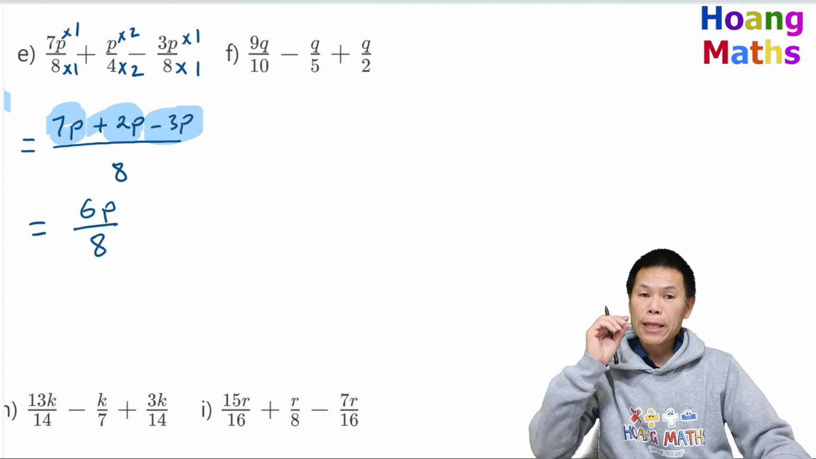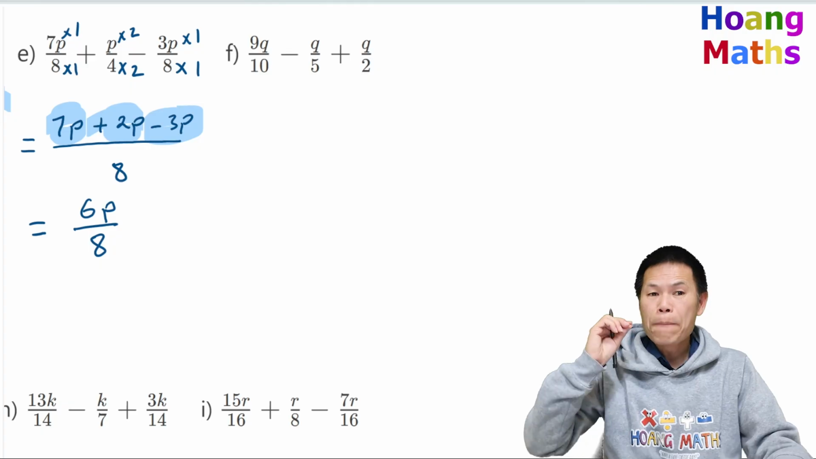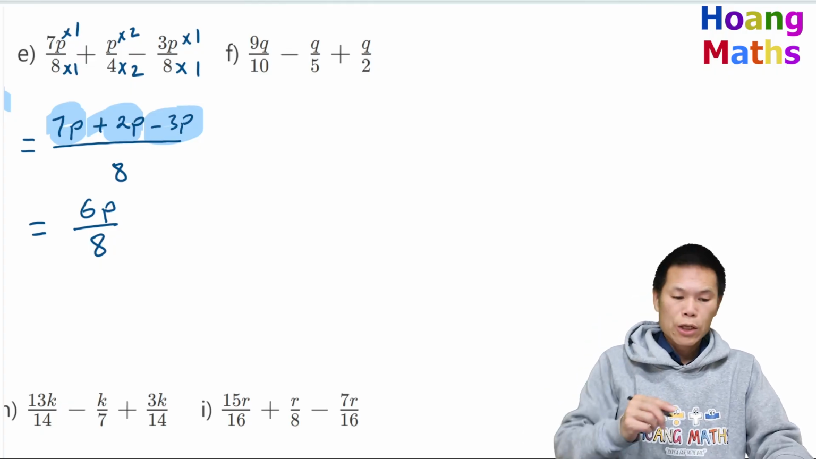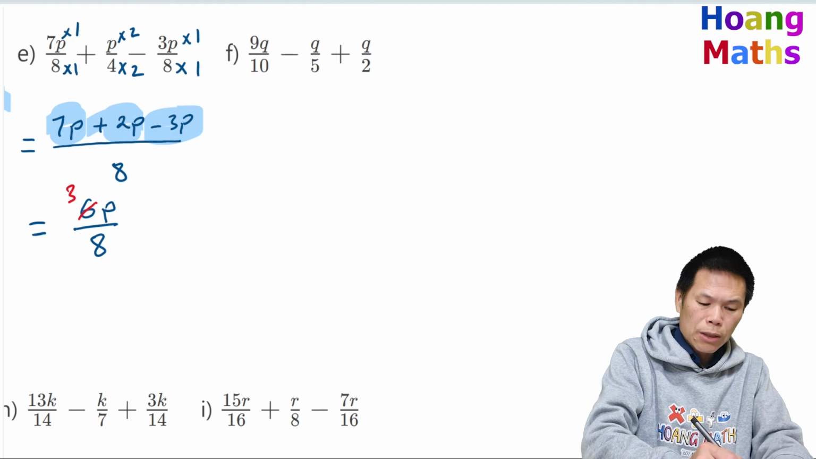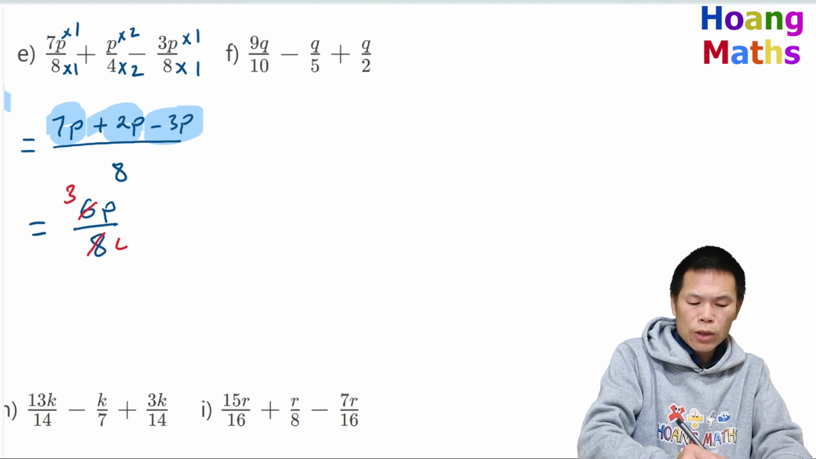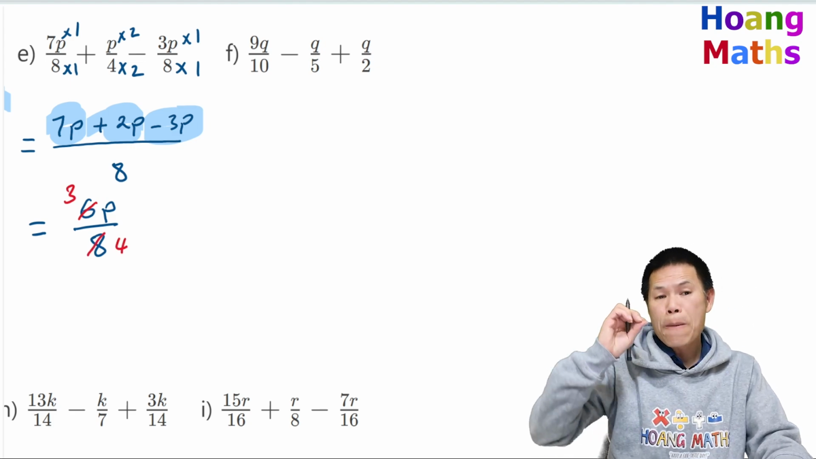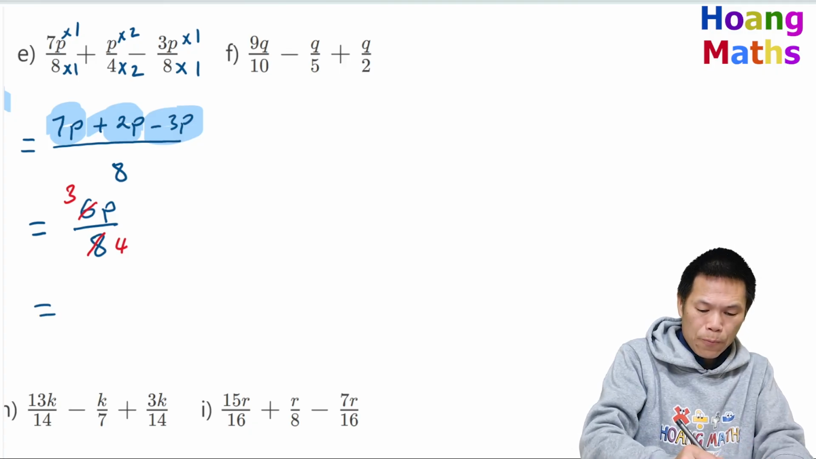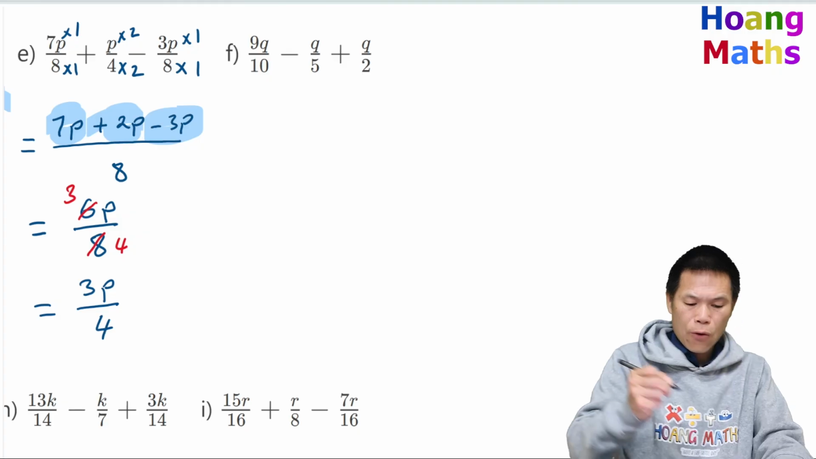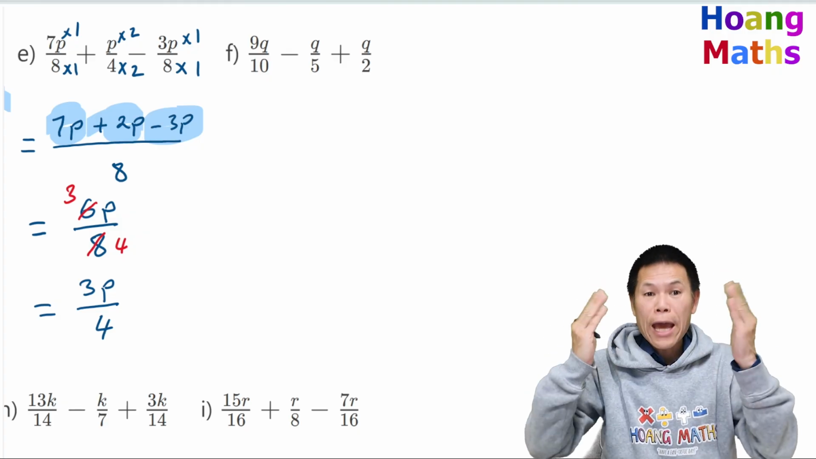There you go. But then 6 and 8 can both divide by 2. So I can simplify further. This divided by 2 gives me 3. This divided by 2 gives me 4. So 3p over 4. So that is equal to 3p over 4. So there you go.